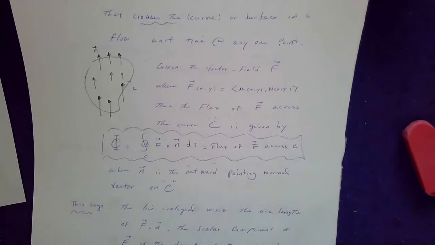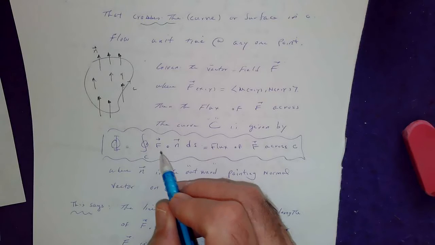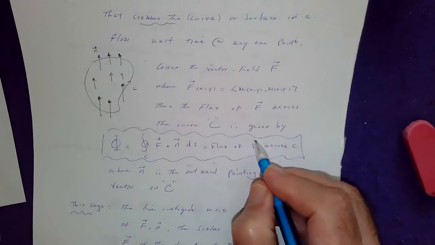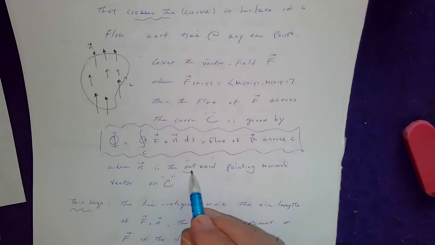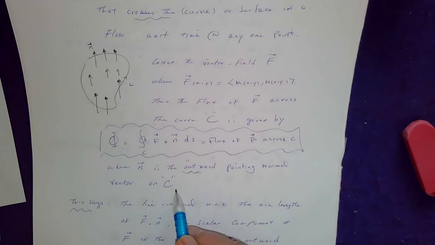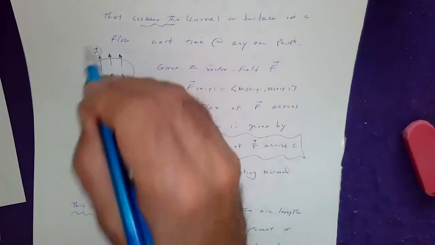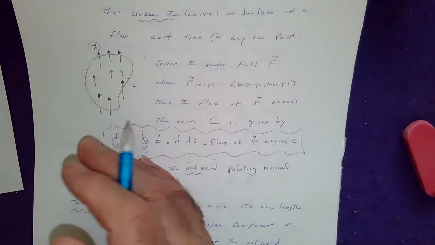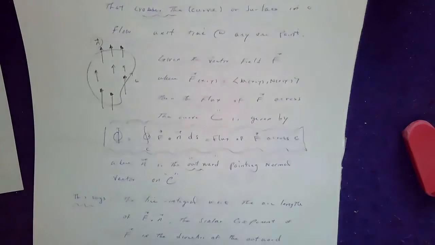However, the formula for flux is a closed line integral over the vector field dotted with the normal vector, ds. This is called the flux of F across C. N is the outward pointing normal vector on curve C. So they have to be pointing out, and those are the normal vectors. Remember, the flow is going across the curve. It doesn't go in the direction of the motion. It goes across the curve.